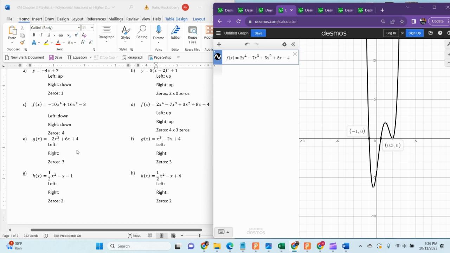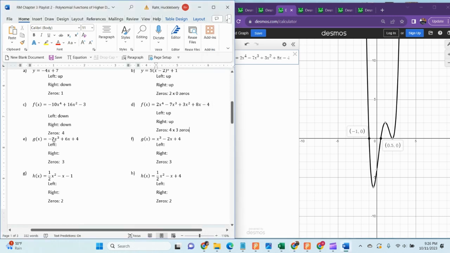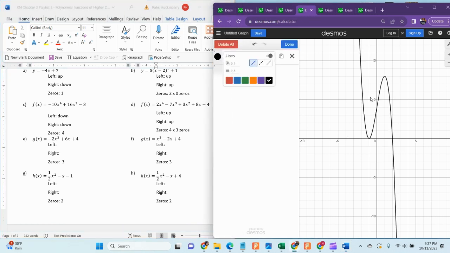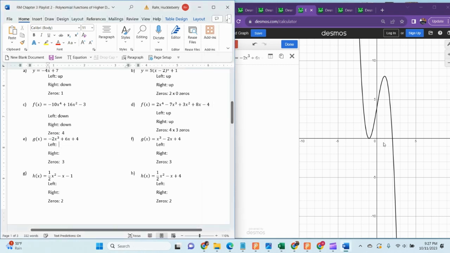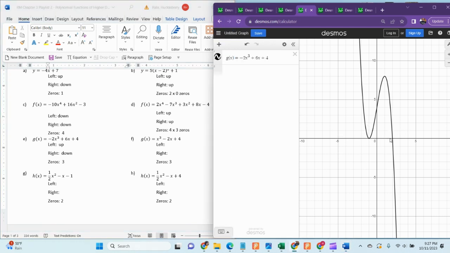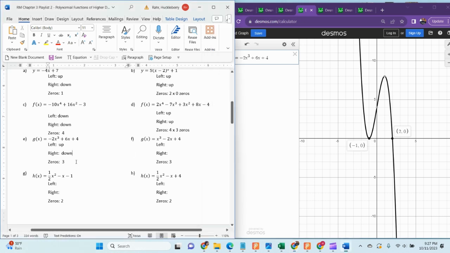All right, so for our next two, we have cubics. With it being a third degree, our left and right hand behavior should be different. With it being negative, when we go to the right, as we read left to right, that negative means we should be going down. If we look at it, sure enough. So our left hand is going up, right hand is going down, and there's two zeros, one right here and one right here. So 2 zeros, not 3.